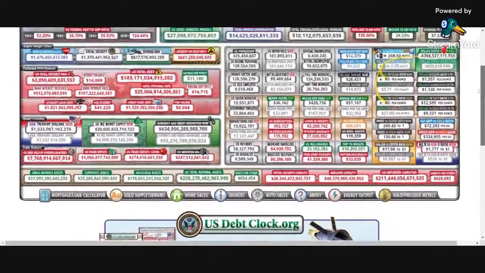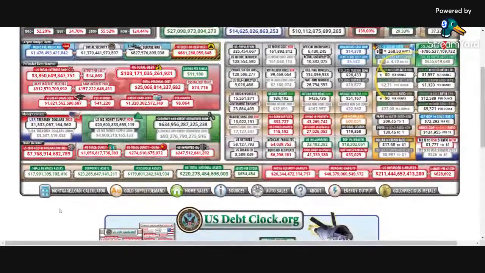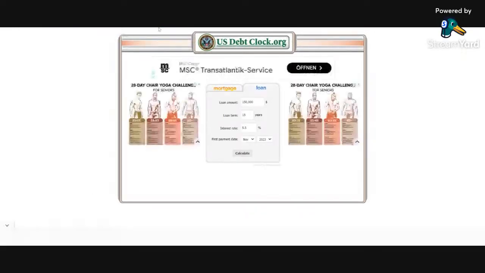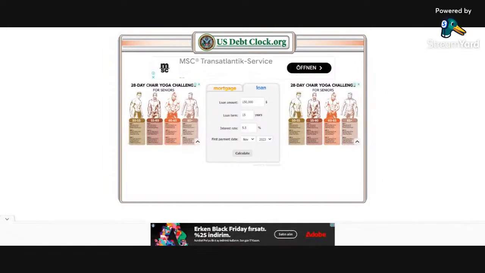Okay, now what else can we use here? As you see down here, you can make mortgage calculations. If you click here, gold supply demand, home sales, auto sales in the USA, energy output, gold and precious metals, you can click and find. Let's just check the mortgage loan calculator by clicking here. Okay, now you can see, I'm checking StreamYard.